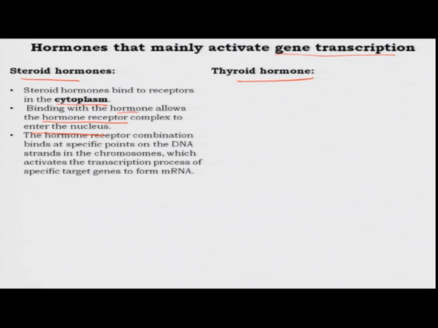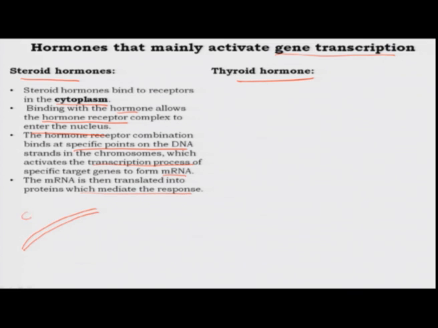and then it is free to bind to certain specific points on the DNA which are upstream of certain genes that are target genes of this receptor, and they lead to the transcription of these into mRNA which will then mediate the response of these cells. So, what happens here?